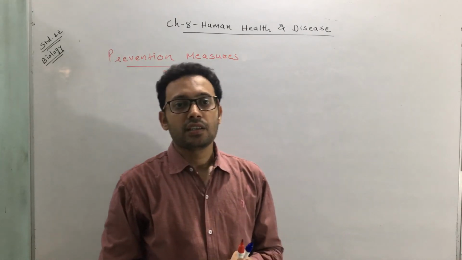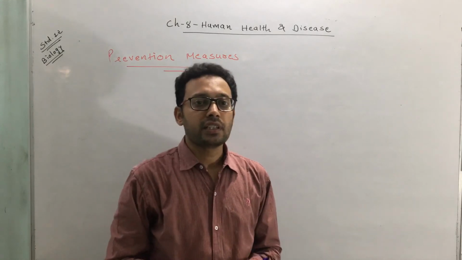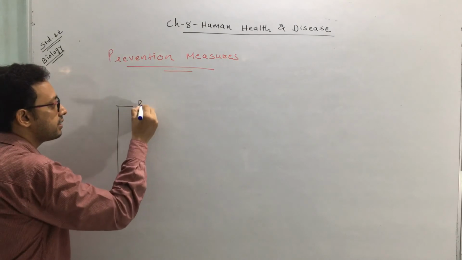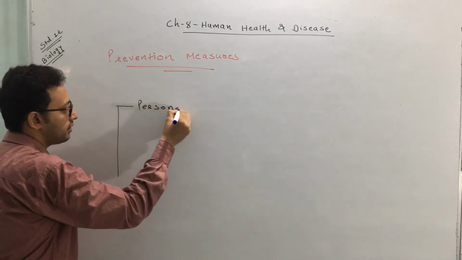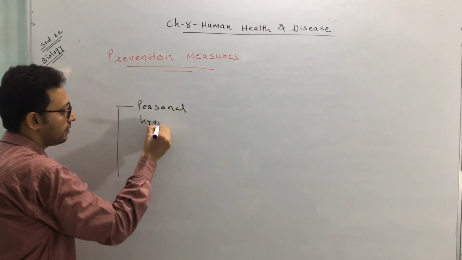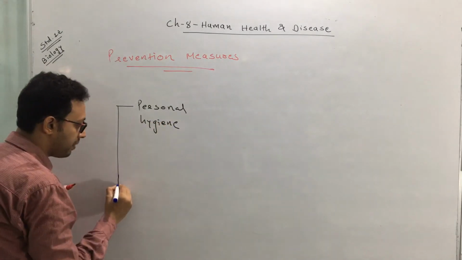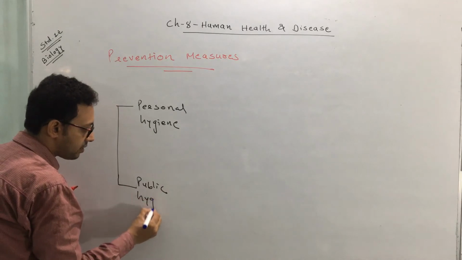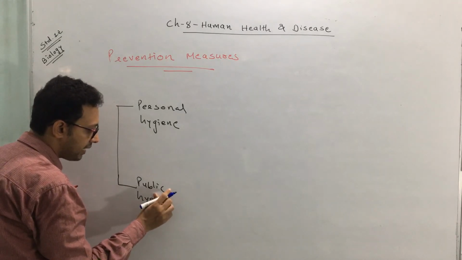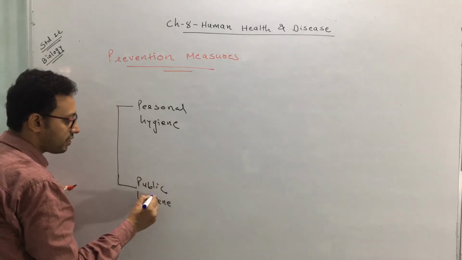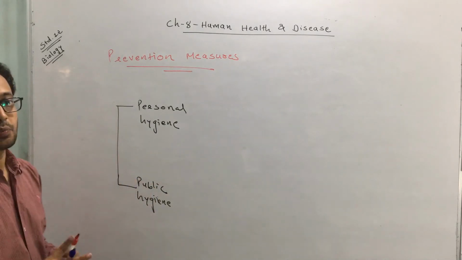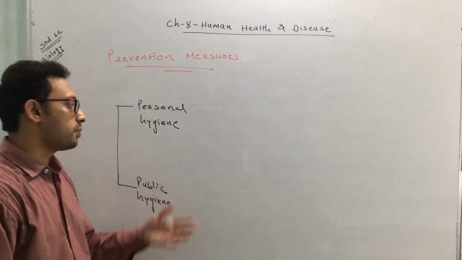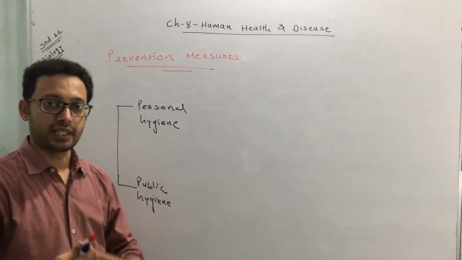But here, the most important thing is to maintain personal hygiene and public hygiene. If you maintain personal and public hygiene, many infectious diseases do not spread. Specifically, in the case of ringworm, such kinds of diseases do not spread if you maintain personal and public hygiene.